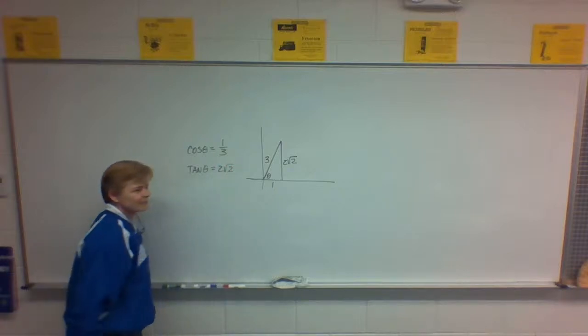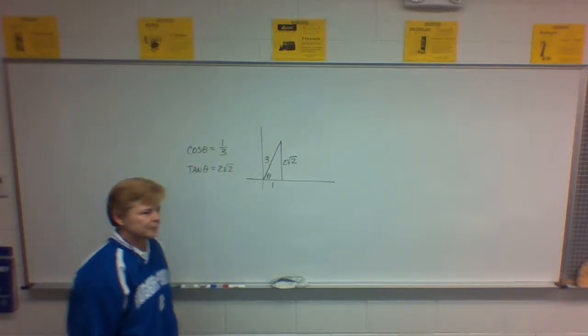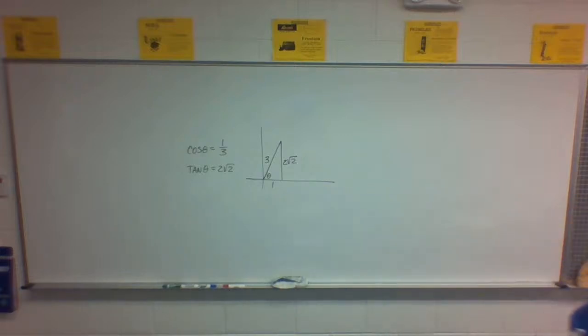2 root 2. Yeah, that can be right. Yeah, tangent can be more than 1. Okay, and the last one says cotangent is undefined and secant of theta is negative.